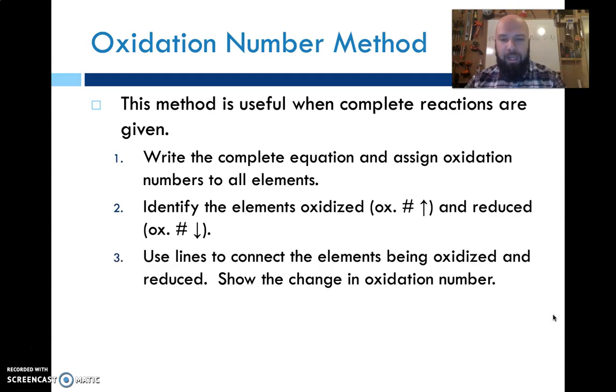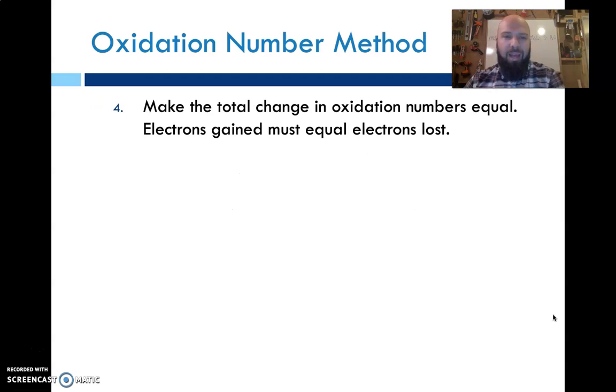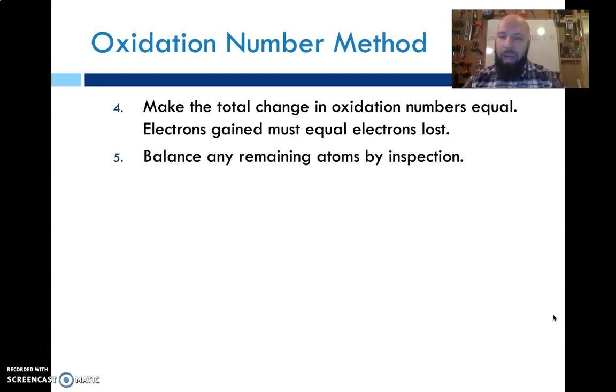Use lines to connect the elements being oxidized and reduced. So we're going to see that in the example. Show the change in oxidation number. Then make the total change in oxidation number equal. Electrons gained must be equal to electrons lost. You cannot have extra electrons either being lost or gained, so those oxidation numbers would have to balance out. Balance the remaining atoms by inspection. And let's do an example.